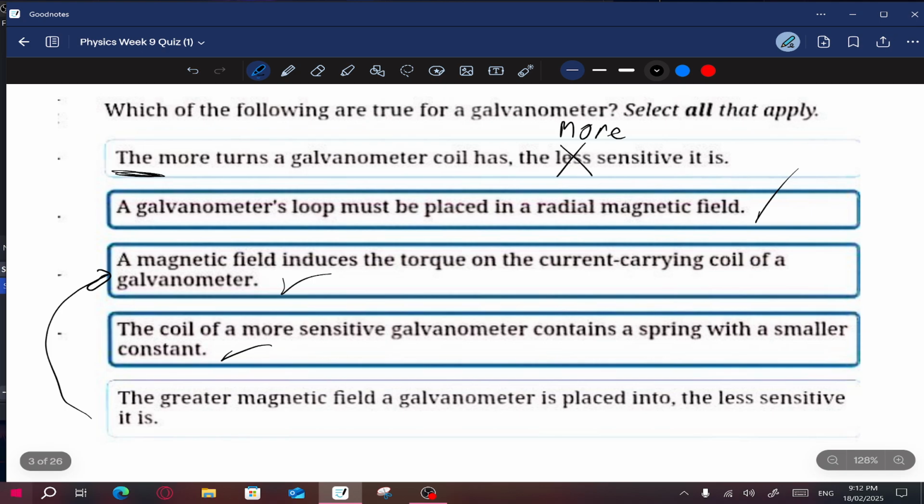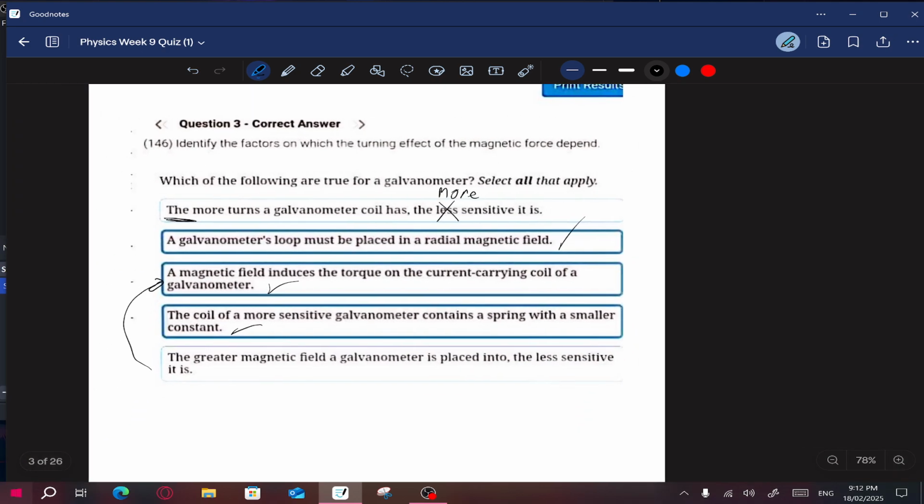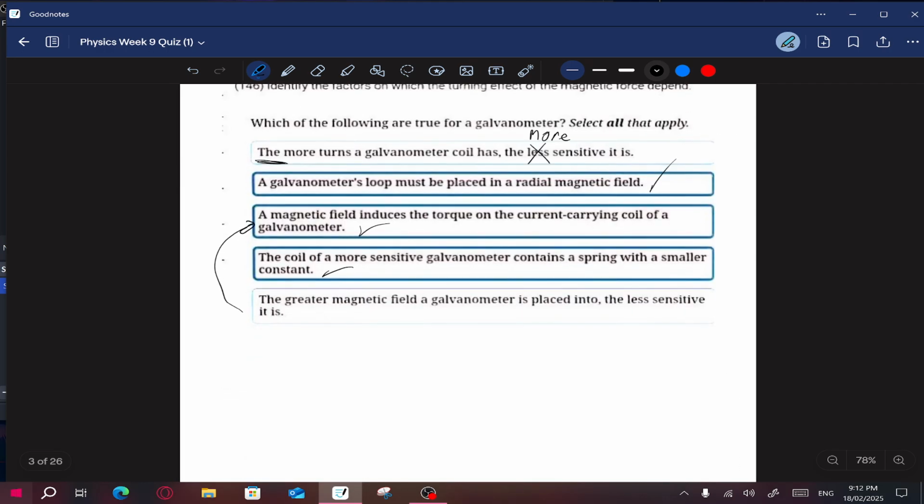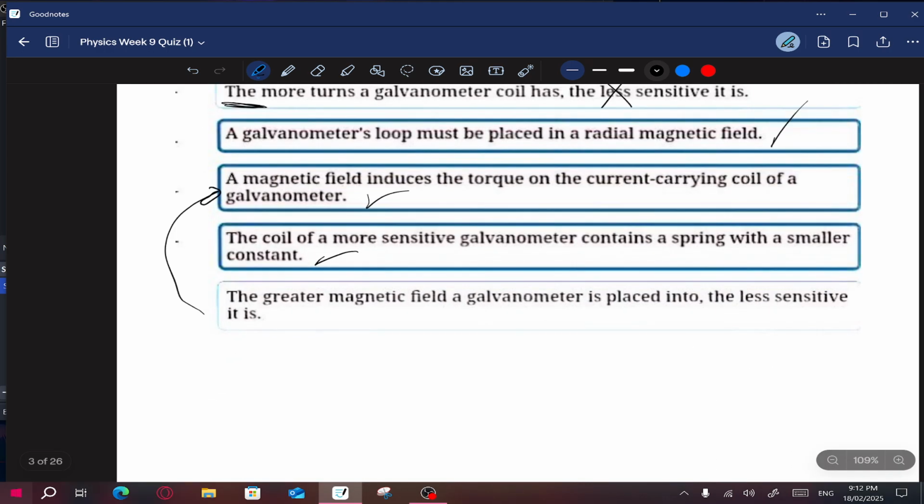Now here, going back to these two, a magnetic field induces the torque on the current carrying coil of a galvanometer. If it induces the torque, and the greater the magnetic field is, it's going to induce a greater torque, a greater moment on the galvanometer, right? It's going to make it more sensitive because it's again picking up more current. Because again, we just said it in the previous statement, it is directly proportional to the current and inversely proportional to distance. So the more magnetic field, the more current. The greater the magnetic field, the greater the current, which makes a greater torque. So it's going to make it more sensitive, not less sensitive. The statement is incorrect.